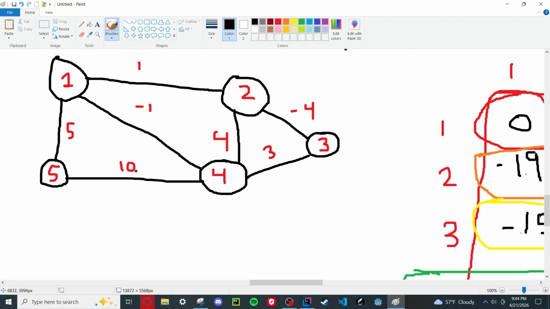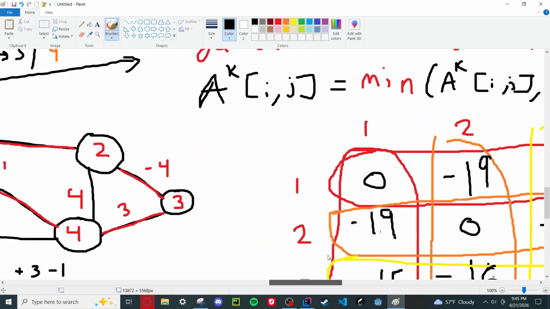So let's find this negative cycle that is existing in here. Here it is, I found it. 1 to 2, 2 to 3, 3 to 4, and 4 to 1. Let's add up the costs. 1 minus 4 plus 3 minus 1. It's going to be negative 3 plus 3 minus 1. Negative 1. You have a negative cost cycle. Thus, this function will keep going down.